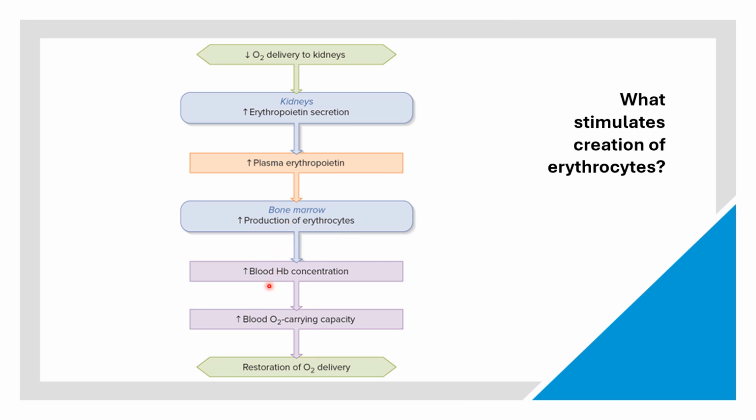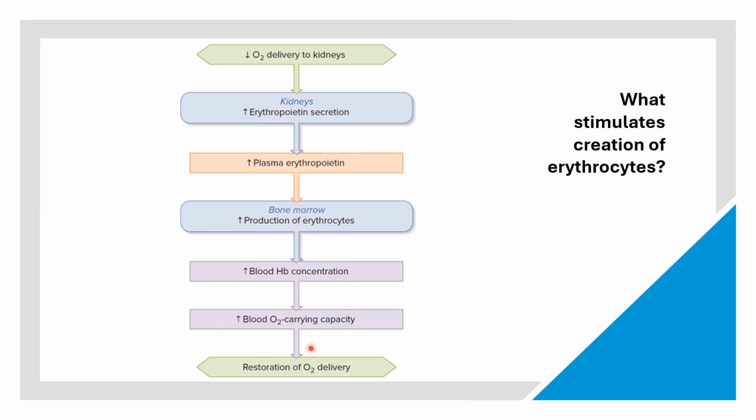There's an increased blood HB concentration. So HB is the hemoglobin that is attached to those new blood cells, okay? They now have gone up. The blood oxygen carrying capacity goes up, and you have restoration of oxygen delivery.